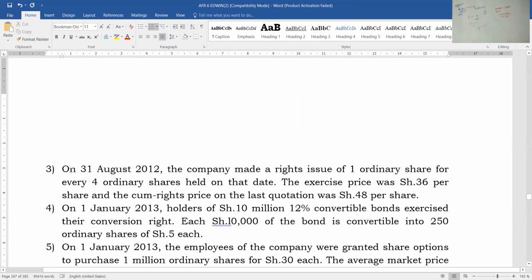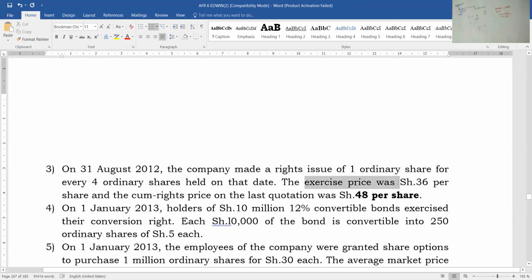So note 3, they said on 31st August 2012, the company made a right issue of 1 ordinary share for every 4 ordinary shares held on that date. The exercise price was shillings 36 per share, and the cum-right price on the last quotation was 48. So this is the fair value, 48, which is higher than the exercise price of 36.